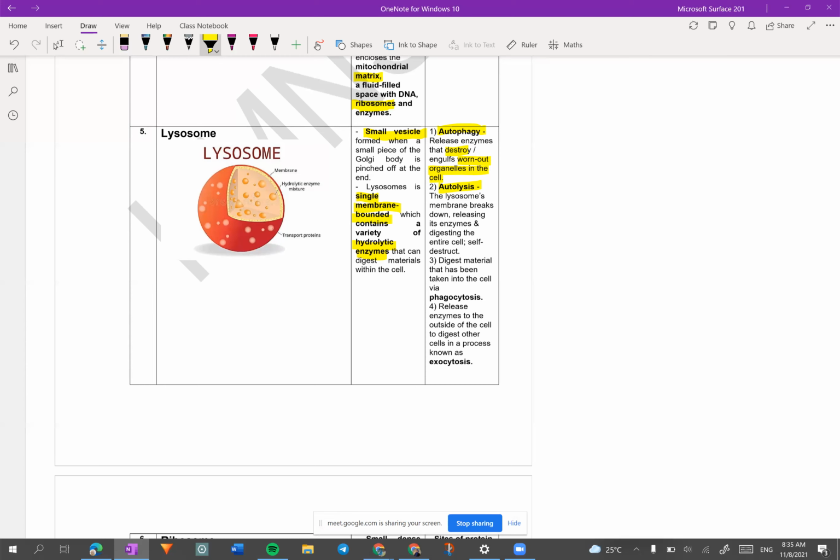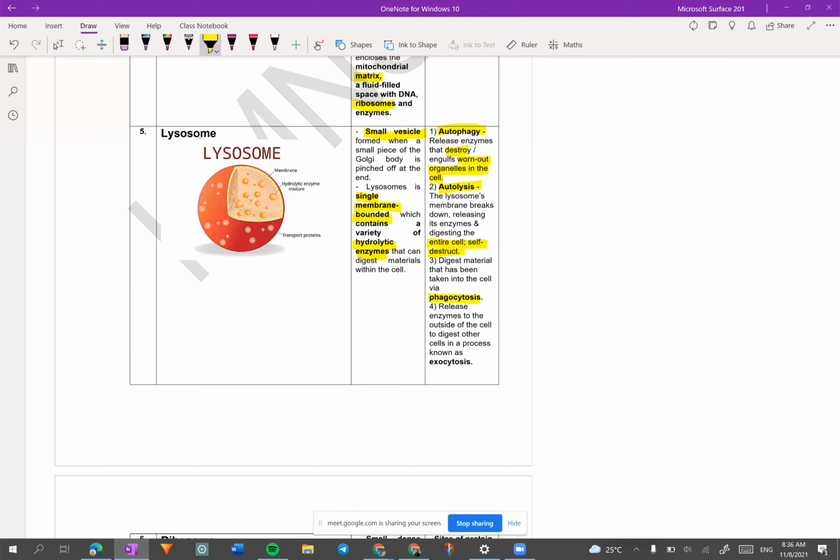The next one adalah autolysis. So membrane breakdown, releasing enzyme and digest the entire cell. Okay. Auto maksudnya sendiri, lysis adalah maksudnya pecah. So dia pecahkan diri dia sendiri. Boleh? Boleh madam. Boleh. And then next one adalah digest material that have been taken into via phagocytosis.